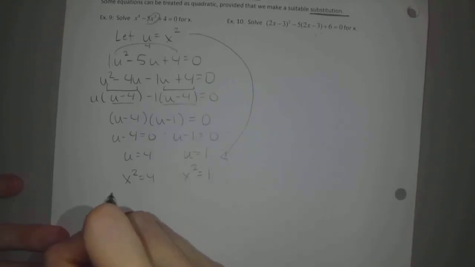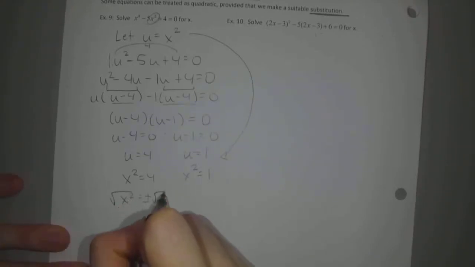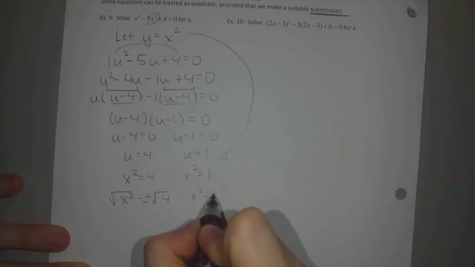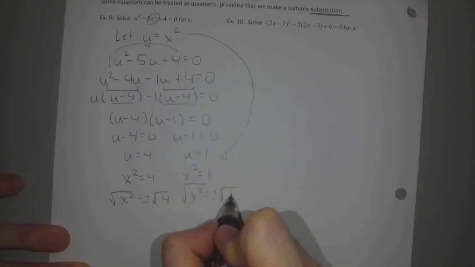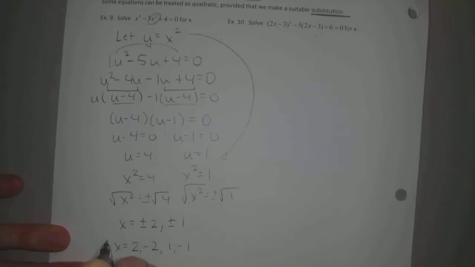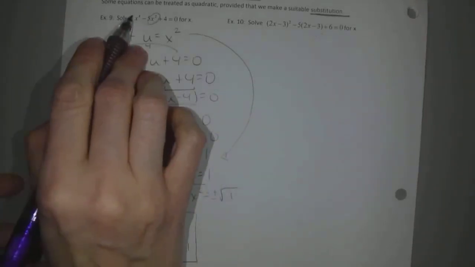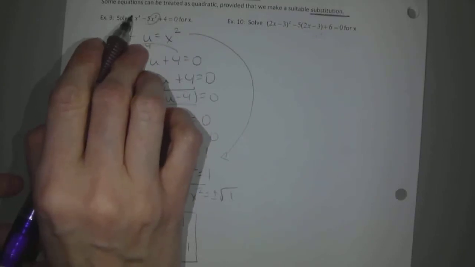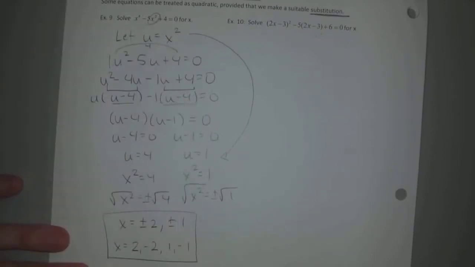We'll take the square root of both sides, put a plus or minus in front. So what do you guys get? You get x equals plus or minus 2 as well as plus or minus 1. So you get 4 answers: 2, negative 2, 1, negative 1. And typically, the power of your polynomial, so notice that it's a 4th degree polynomial, that's usually how many answers you have. So notice we had 4 answers there.